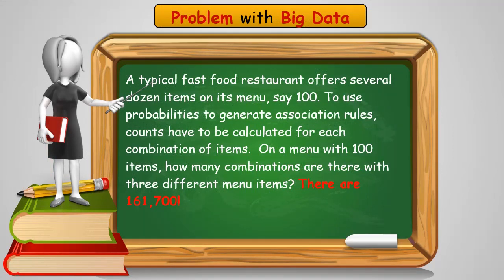Because this is the problem with big data. A typical fast food restaurant offers several dozen items on its menu, say 100. You're going to McDonald's. And to use probabilities to generate association rules, counts have to be calculated for each combination of items. On a menu with 100 items, how many combinations are there with 3 different menu items if we went with a 3-item rule? The answer is 161,700. That is a huge number of rules.